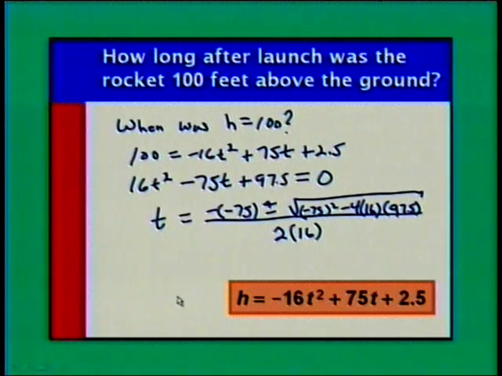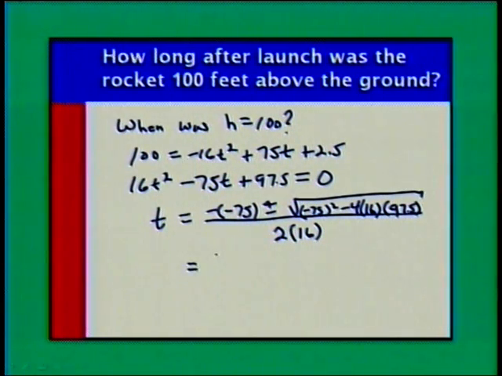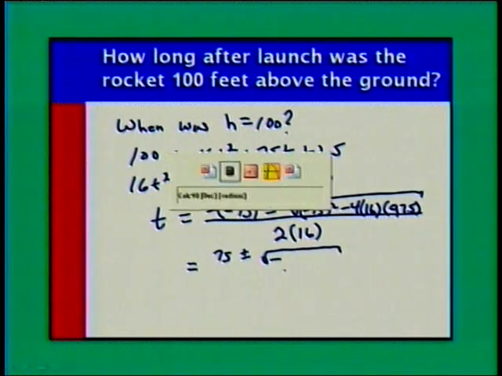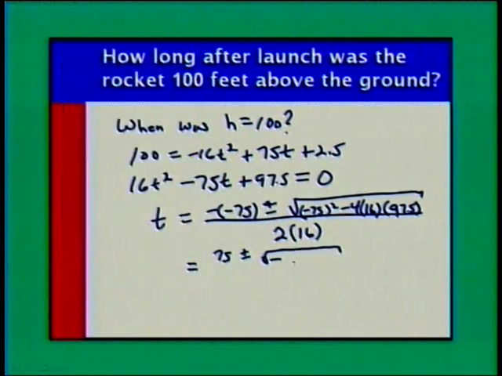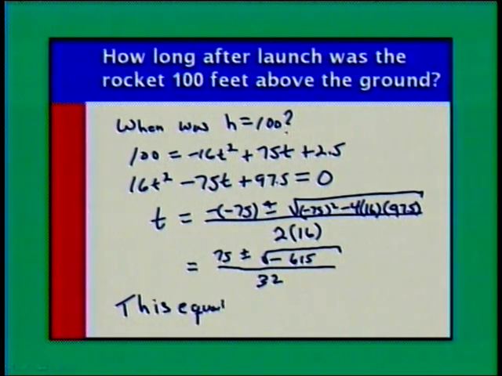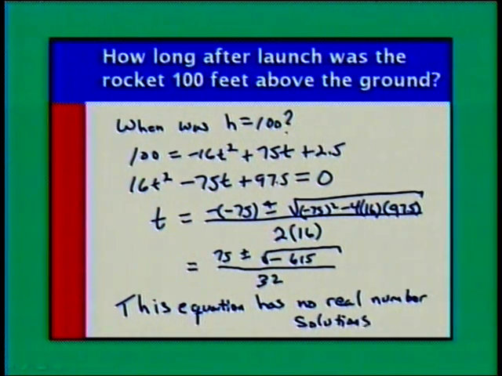In our proposed solution, it looks like t is 75 plus or minus the square root of negative 615 all over 32. This equation has no real number solutions. There is no real number square root of negative 615.